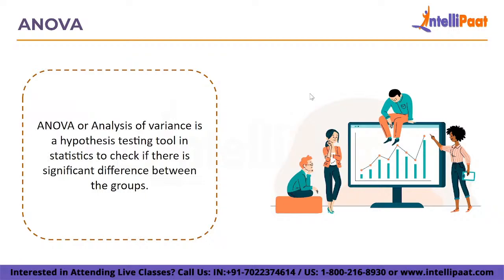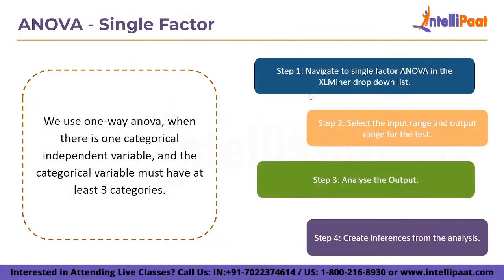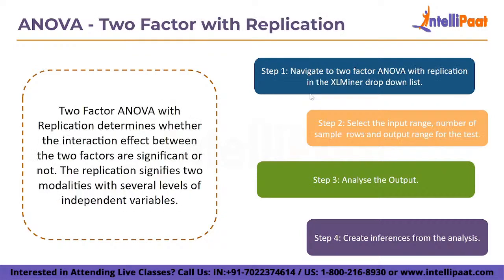Now, depending upon the problem, we can use a one-way ANOVA or a two-way ANOVA test for the hypothesis testing. We use one-way ANOVA, or single factor, when there is a categorical independent variable, and the categorical variable must have at least three categories. In a two-way ANOVA test, we use two independent variables to check how they affect the dependent variable. And we have two-factor with replication and without replication, which we'll discuss while we are doing the hands-on for this ANOVA test.